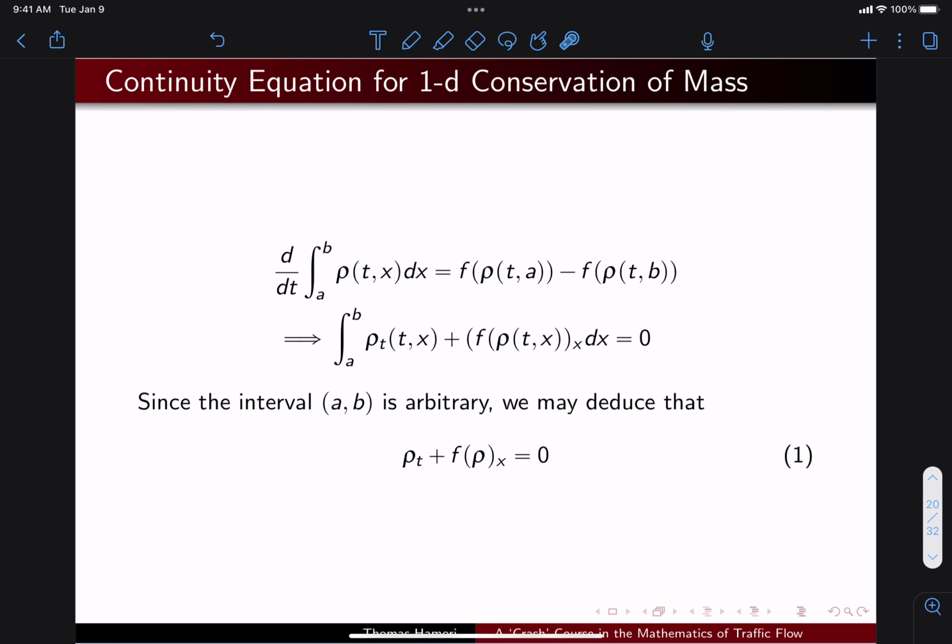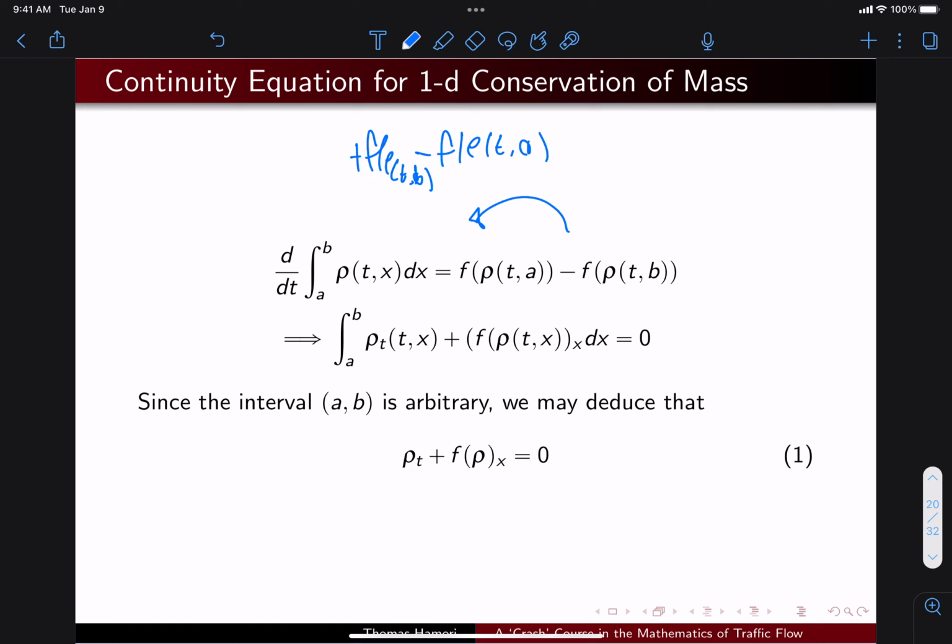What we can do is move everything over to this side. If we do this, then we have minus f of rho at A, and then plus f of rho at B. So we have some function evaluated at the endpoints of this interval.